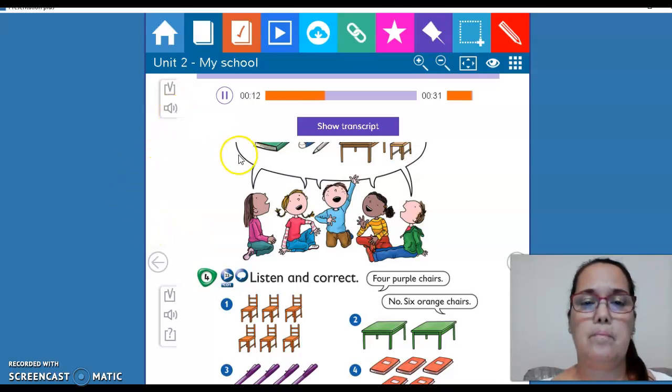A pencil, a book, an eraser, a pen, a table, a chair. Say it again. A pencil, a book, an eraser, a pen, a table, a chair. Say it again.